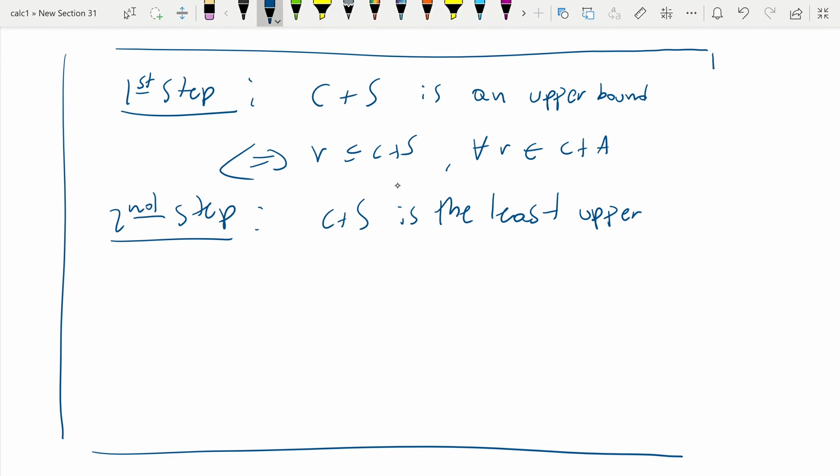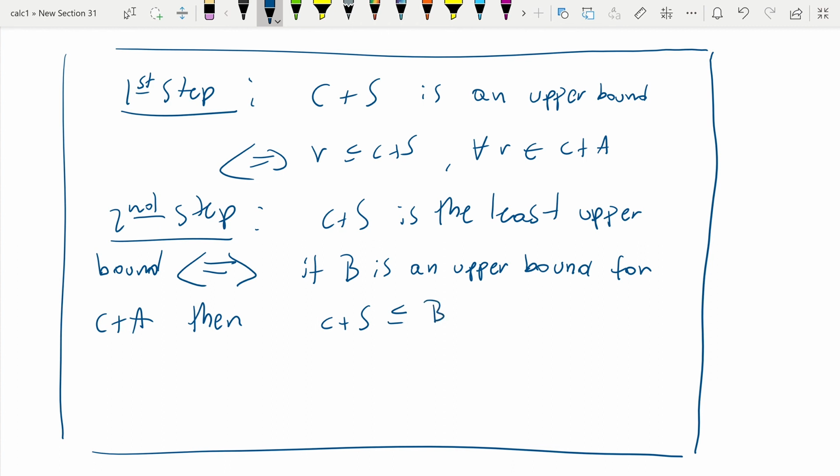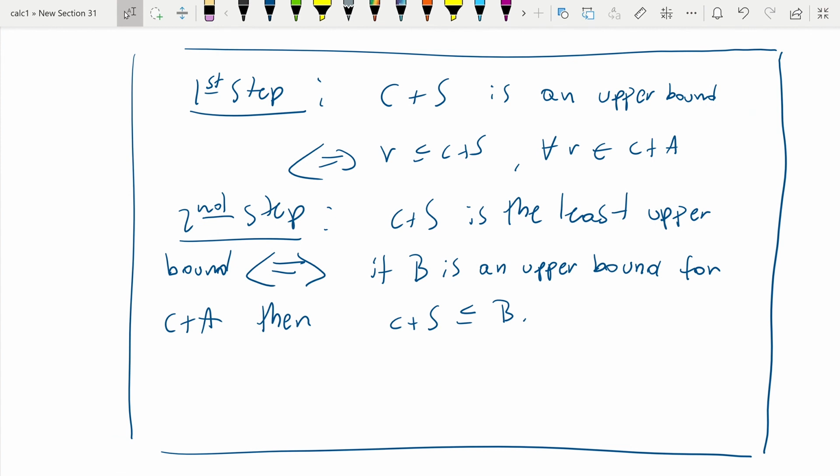Okay, so it's the least upper bound, and that means upper bound, and that just means that if B is an upper bound for C plus A, then C plus S must be smaller than or equal to B. So these are two very clear goals. So we want to show something in the first step and something in the second step.